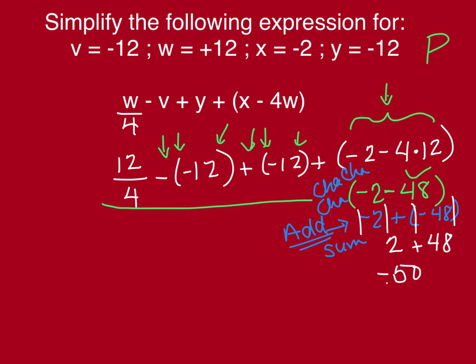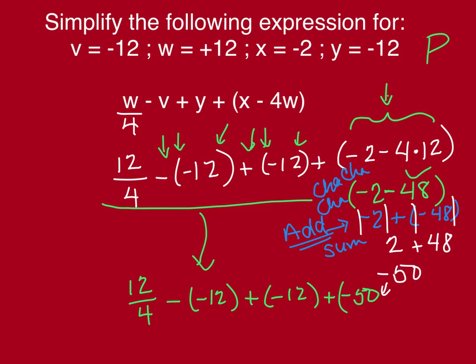So I can now bring down the entirety of this problem. So I'm going to have 12 divided by 4 minus negative 12 plus negative 12 plus negative 50. And I actually am going to put a parentheses in there, not because I have to do anything with it other than know that it's negative 50, but I wanted to separate the plus and the negative sign. So I am now done with everything inside parentheses. The next thing is exponents. There are no exponents, so that's done.